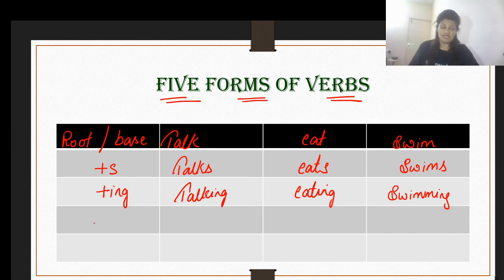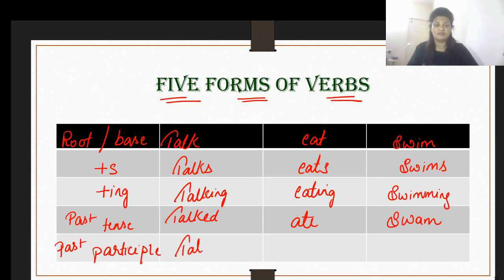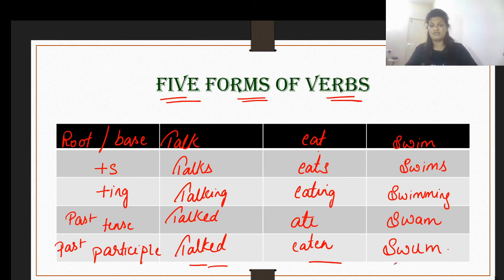The next form is your past tense, which we use in simple past. The past tense of talk is talked, and the past tense of eat is ate, and the past tense of swim is swam. Well, there is another form which is called as past participle, and the past participle of talk is talked, and the past participle of eat is eaten, and the past participle of swim is swum. Well, now the question is, do you recognize these words?